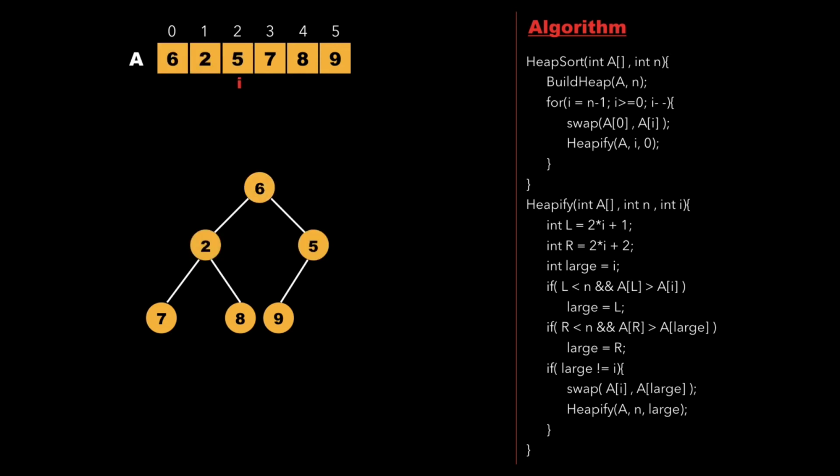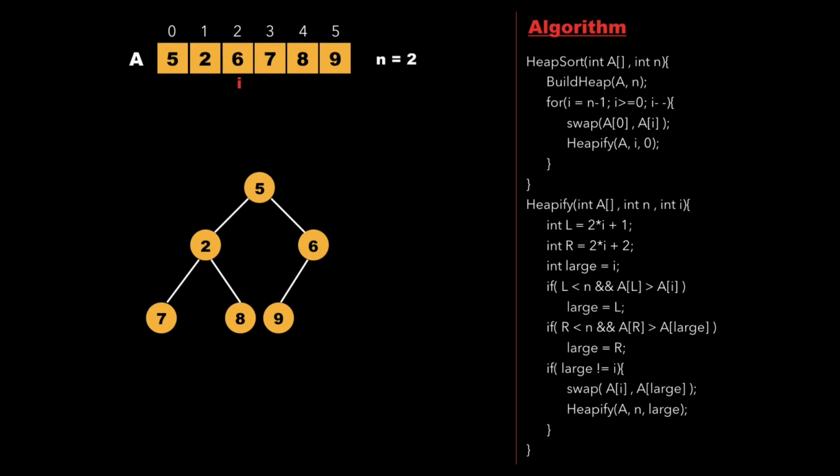So again we have decremented the value of I. Now I points to 2 or the element 5. So we swap A of 0 with A of I, that is we swap 6 with 5, and after swapping we again call the heapify function with the value of n as 2.